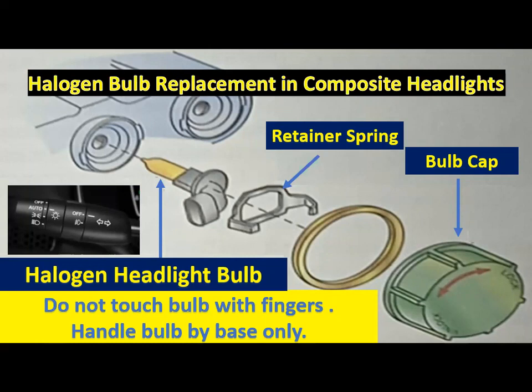So again, do not touch the glass envelope on a halogen bulb with your fingers. When oil from your skin is deposited on this envelope, bulb life is shortened, and you don't want that to happen.